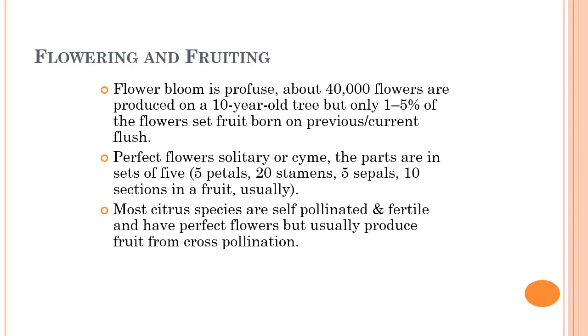Okay, on the flowering and fruiting of citrus, flower bloom, the opening of flower, is profuse, means plenty of flowers. They produce like 40,000 flowers in a 10-year-old tree. So that's a huge number of flowers, but only 1 to 5% of all the flowers become fruit. That's how they produce fruits. Not all the flowers become fruits, but they produce so many flowers.